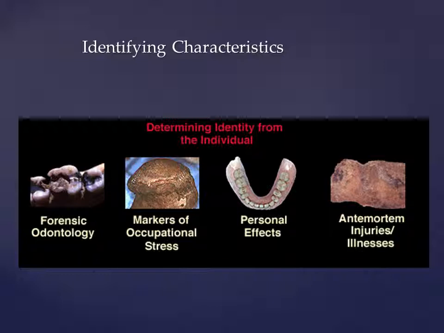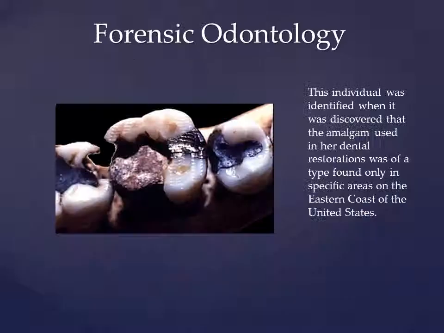What we talk about is markers for occupational stress. We mean, was the person an athlete? Were they a longshoreman? They might have more instances of arthritis. Did they wear dentures? Did they have a hip replacement? Did they have their jaws wired shut? And then antemortem injuries or illnesses, that means before death. So again, what kind of things did they have?